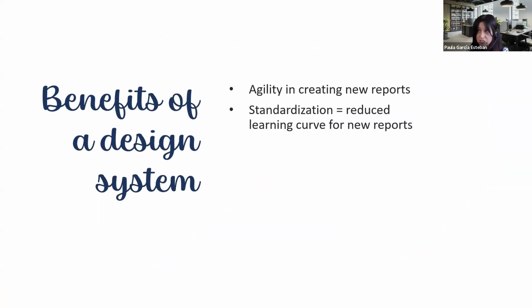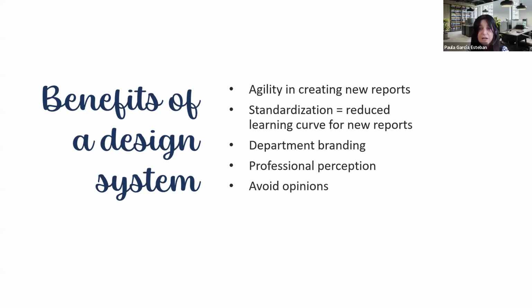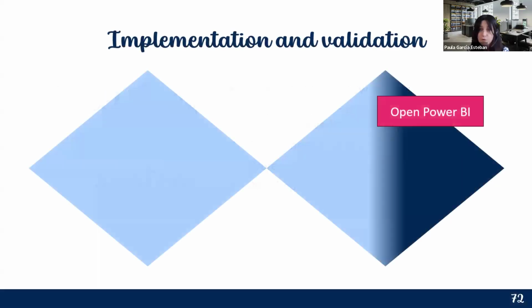What are the benefits? Agility in creating new reports, standardization, not only for you as developer, but because you will reduce the learning curve for new reports for the users. Then branding department, professional perception, and avoid opinions about colors, as I already mentioned, to focus the attention and the conversation with the users on what's really important, not the colors, not if I like Open Sans or I like Arial or Times. I don't remember now the other name of the typography, but focus the conversation on what's really important, on validating, on testing. We apply the design theme.